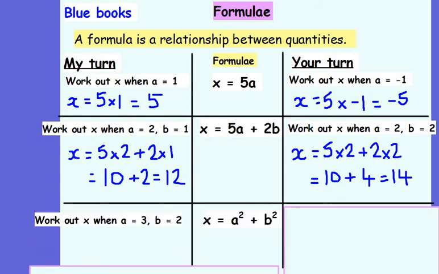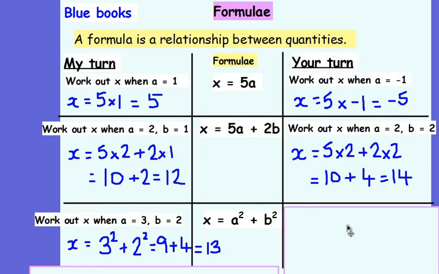My turn again. This time I've been told x is equal to a squared plus b squared. It works in exactly the same way. Everywhere I see an a, I need to write the number 3. So I've got 3 squared plus wherever I see a b, I need to write the number 2. 2 squared. 3 squared is 3 times 3, which is 9. 2 squared is 2 times 2, which is 4. So altogether, I've got 13.